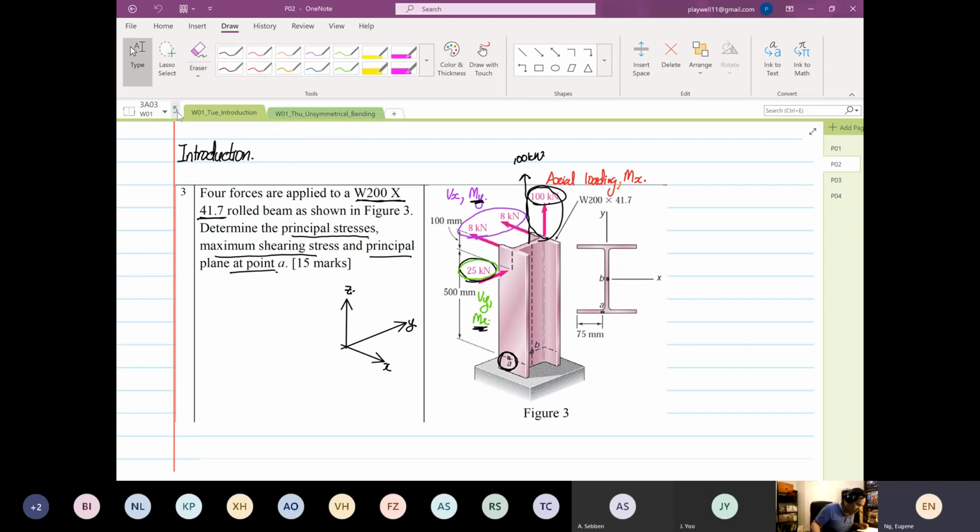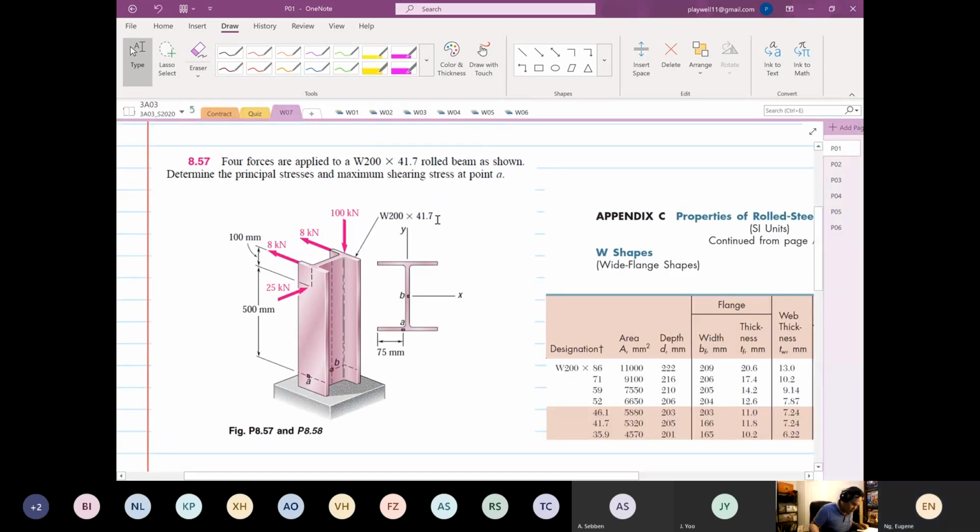So this is the structure that you're seeing now, and the structure is under 4 forces. You see 4 forces applied to the structure. Where are the 4 forces? You have 100 kilonewton, 8 kilonewton, 8 kilonewton, and 25 kilonewton. By the way, all these figures can be downloaded on Avenue to Learn.